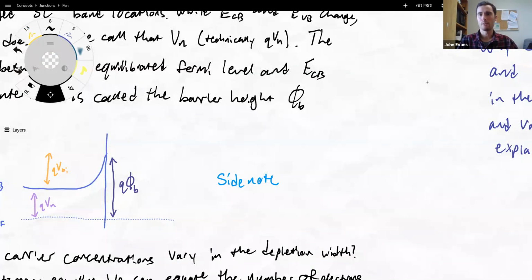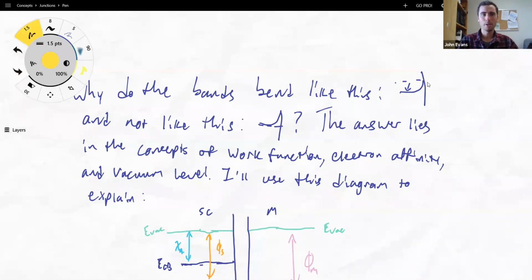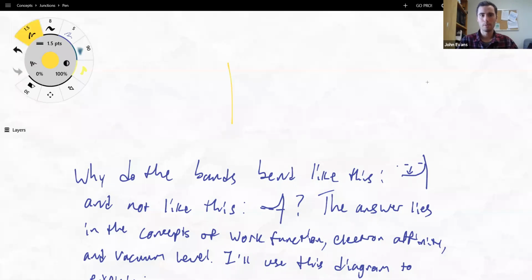But this sort of begs a question. Why do they bend like that? Because I showed you that the electric potential goes up exponentially. So why don't the bands bend like that? Why don't we have the conduction band at its neutral level, and then as we get closer to the interface, we just bend it up, right? Why does that happen?